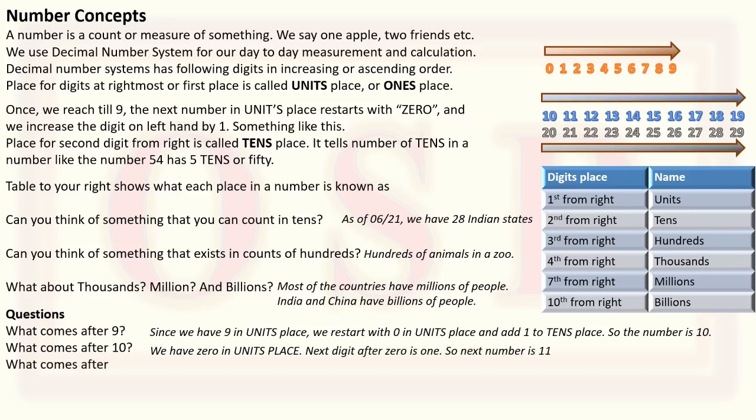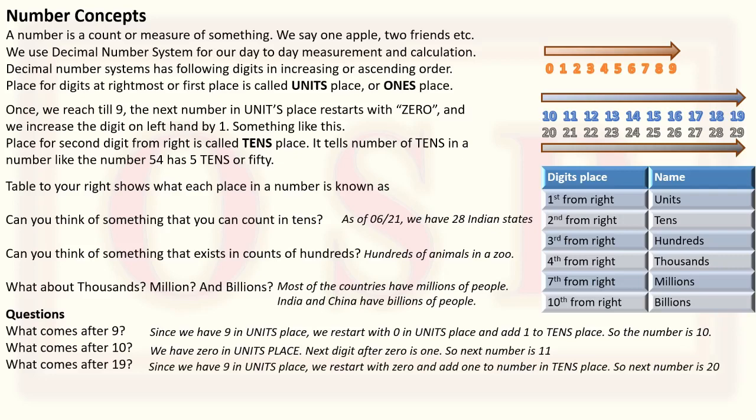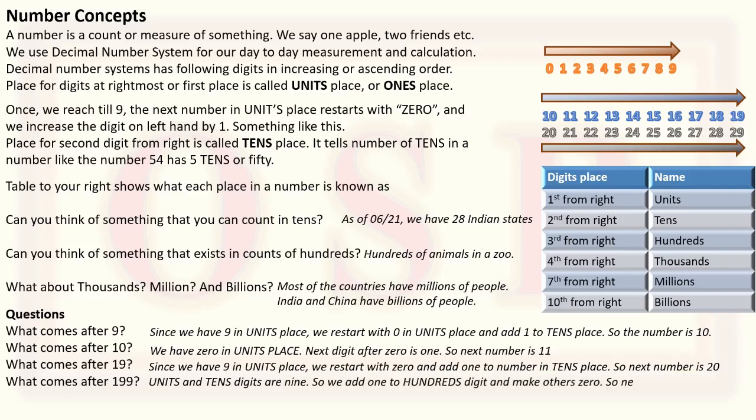Now what comes after 19? Again same as the first question. Think about it. Now since we have 9 in units place, we restart with 0 and add 1 to the number in tens place. So the next number is 20. Now what comes after 199? Little tricky. Think about it. Now units and tens digits are 9. So we add 1 to hundreds digit and make others 0. So next number is 200.